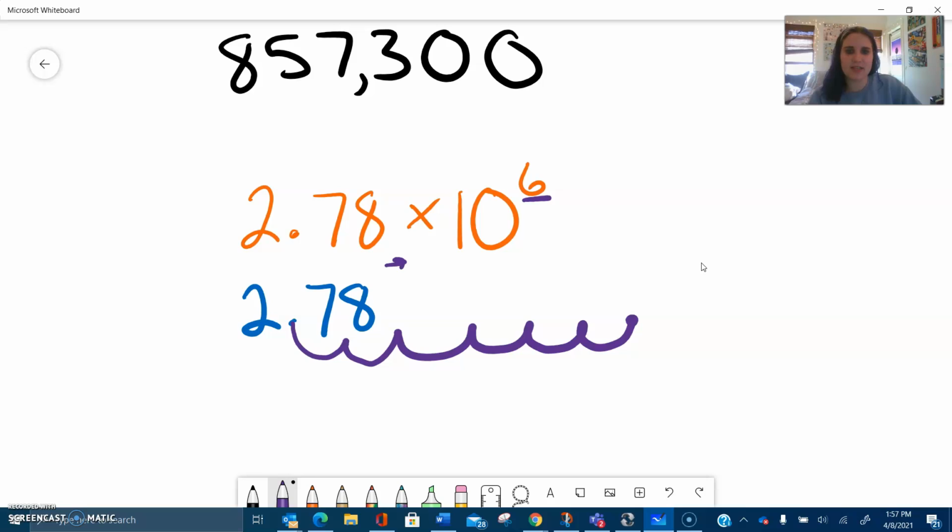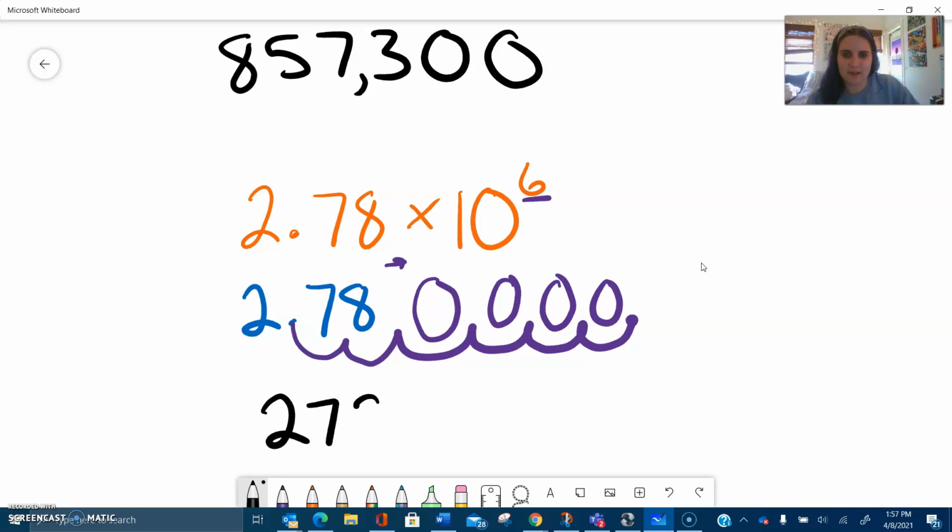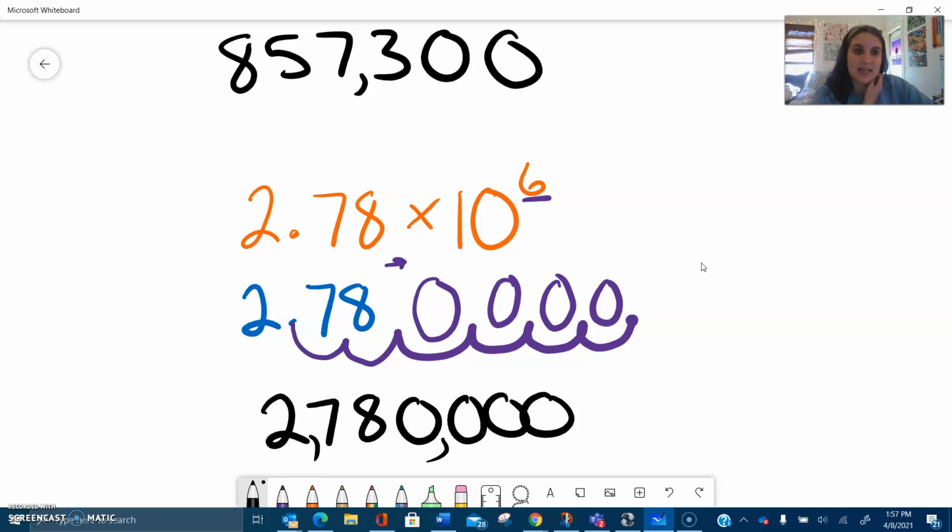Now I have all this extra space, and I can fill in the gaps with zeros, 0, 0, 0, 0. So now my new number is 278 and 4 zeros, which is 2,780,000.